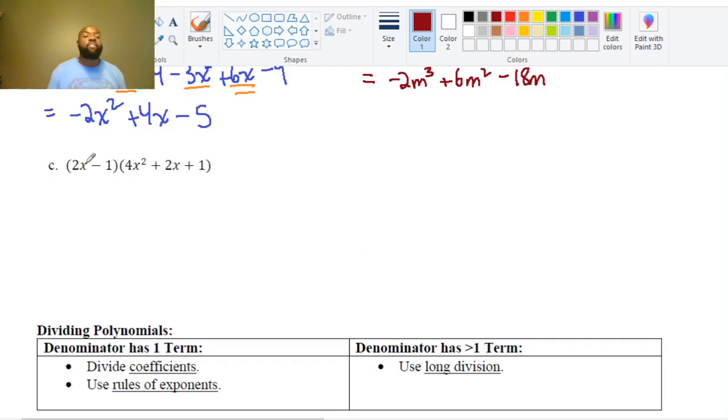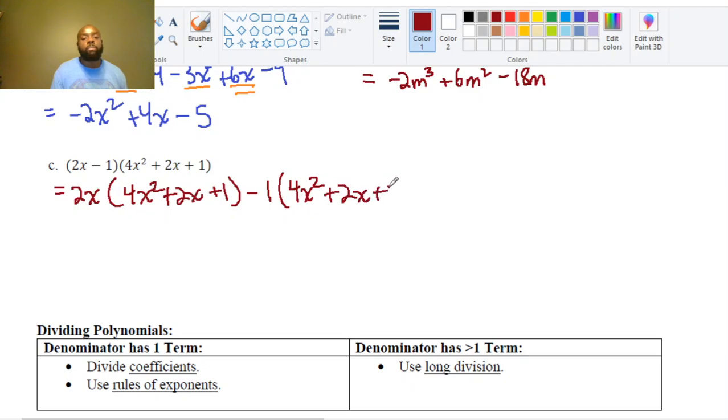And last but not least, we have a binomial multiplied by a trinomial here, a linear binomial multiplied by a quadratic trinomial. And so what we're going to do here is we're going to take each term in this first polynomial and multiply it by the second polynomial. So I'm going to take that 2x and I'm going to multiply it by the 4x squared plus 2x plus 1. And then I take that negative 1, I'm going to write it as a subtract 1, and multiply that by all of the terms in the second polynomial.